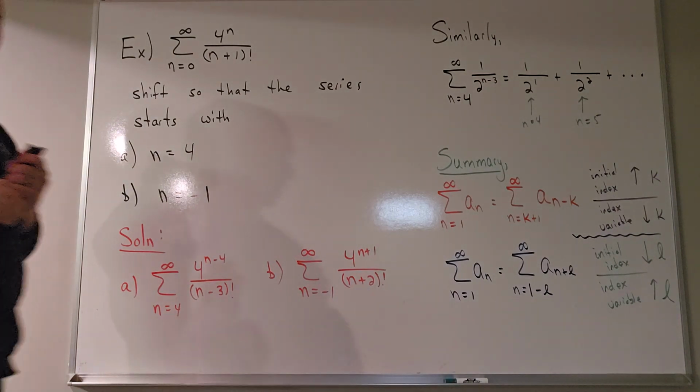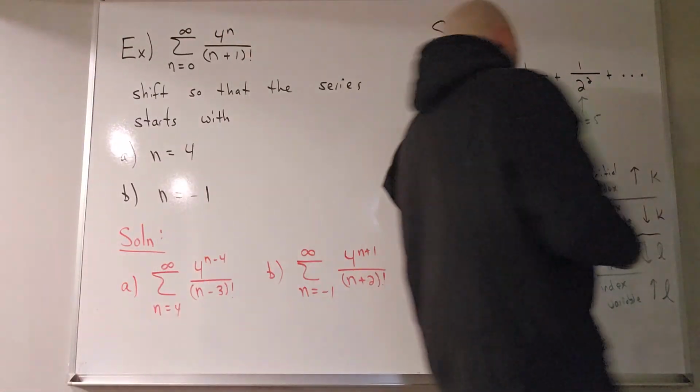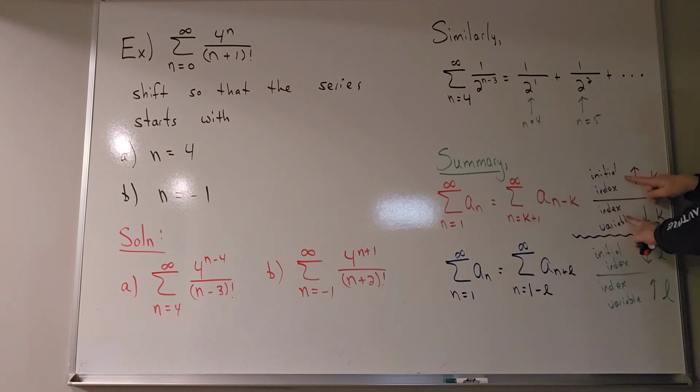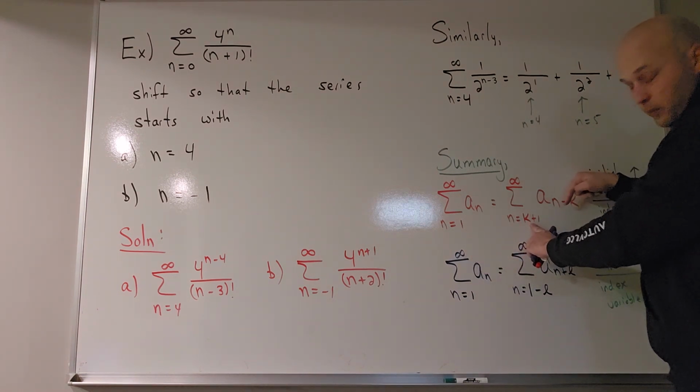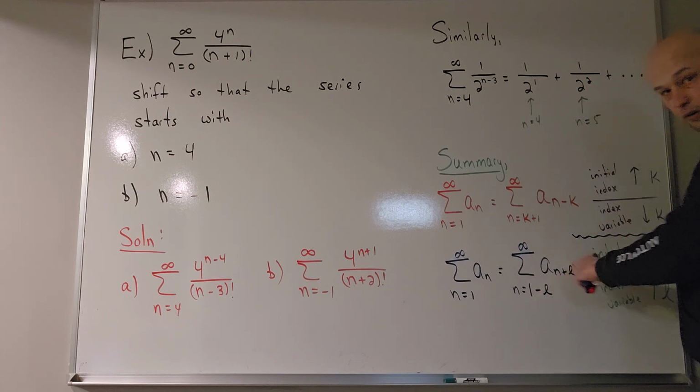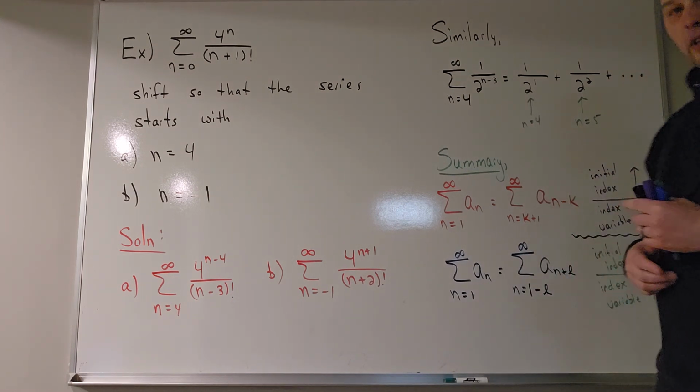Okay. So just remember that these always go in opposite directions. If I'm going to increase the index, I decrease the variable. If I decrease the index, I increase the variable, and they always have to change by the same amount.